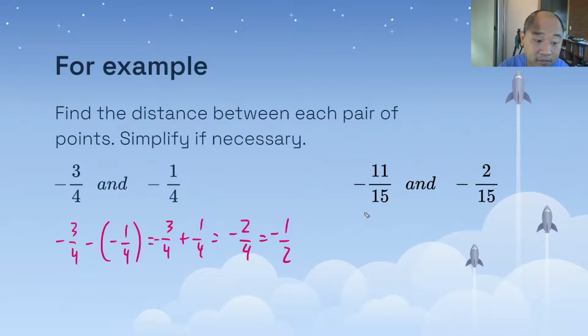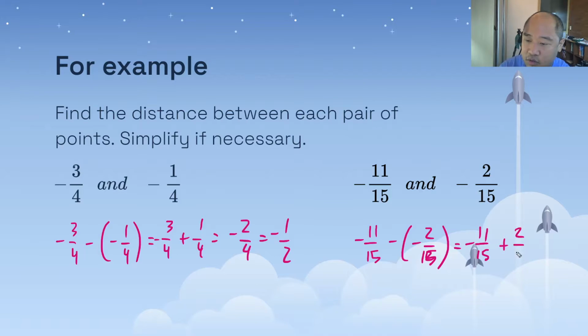So let's try that again. Well, no, this time you do it on your own. Do this one on your own. All right, welcome back. Negative 11 over 15 minus a negative 2 over 15 is negative 11 over 15 plus, oh, that's supposed to be a 15, 2 over 15, which is negative 9 over 15, which is negative 3 over 5.